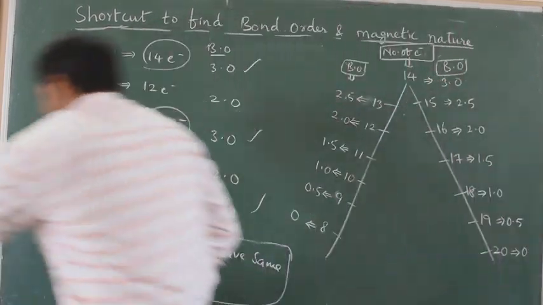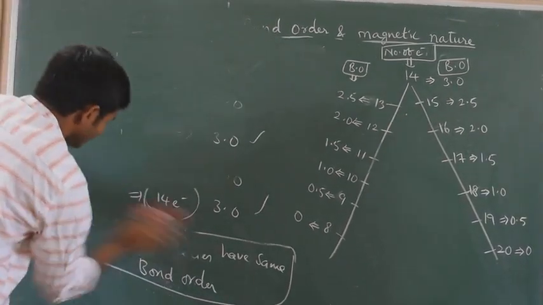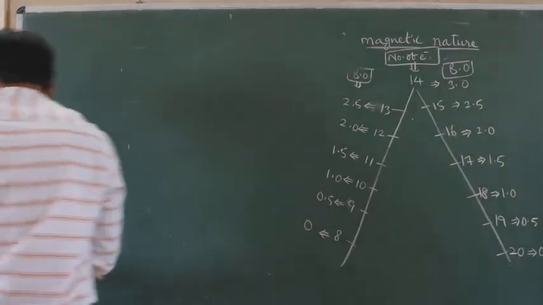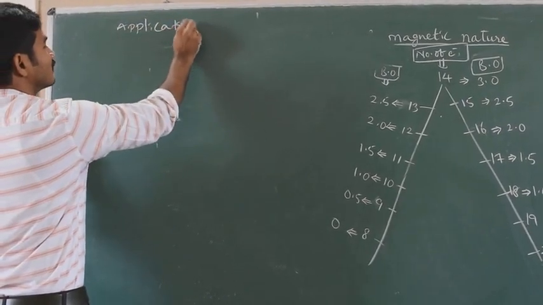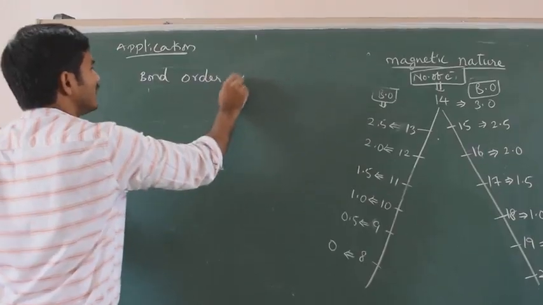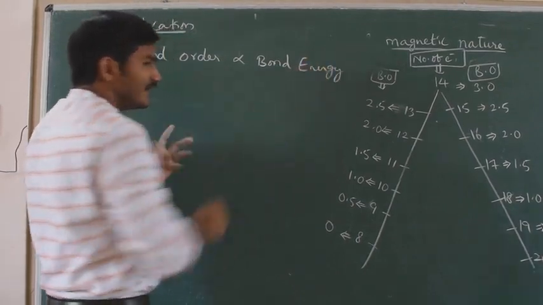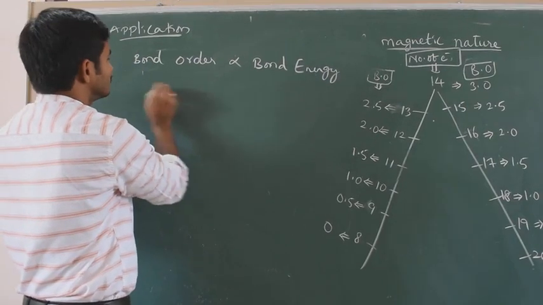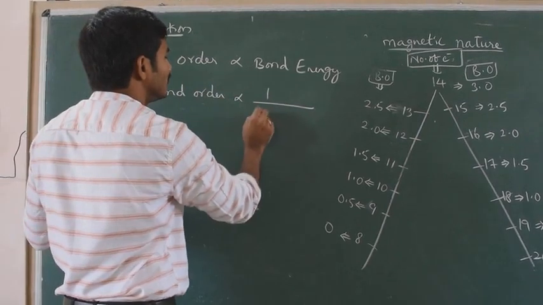Now, based on this shortcut, we can find out the bond order easily, and we have to remember some applications also. That is, applications of the bond order. Bond order is directly proportional to bond energy. We get some questions based on the bond energy also. Based on bond order we can find out bond energy, and bond order is inversely proportional to bond length.